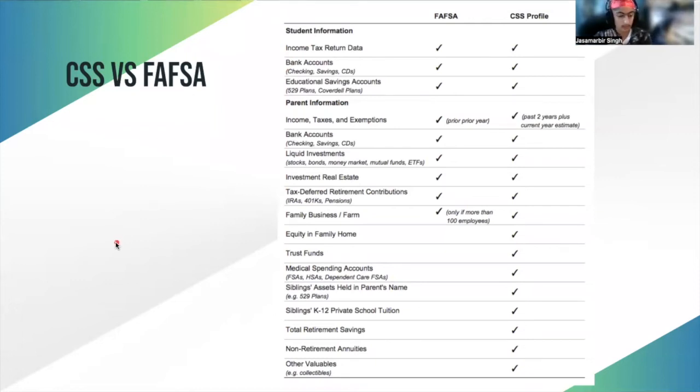So on the other hand, the CSS also takes into account circumstances such as medical expenses that may limit your ability to pay tuition. And the main aim of CSS is not to reduce your financial aid package, but rather to provide a complete picture of your family's ability to pay for college, as you can see from the diagram.